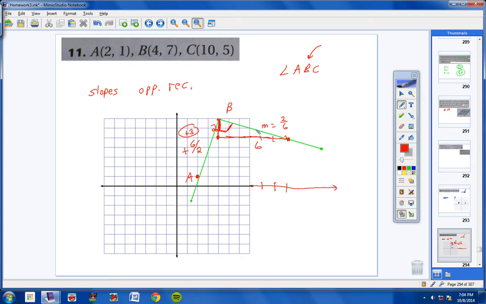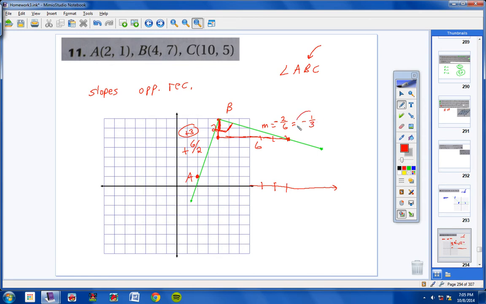And notice this. Notice how the line is sloping downward from left to right. Here's the left side of the line. Here's the right side, it's going downward. So it's a negative slope. So if you reduce that, you get negative 1/3.